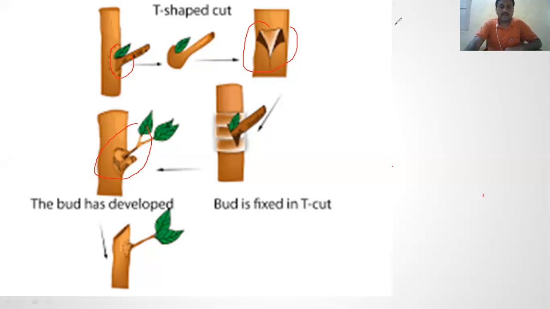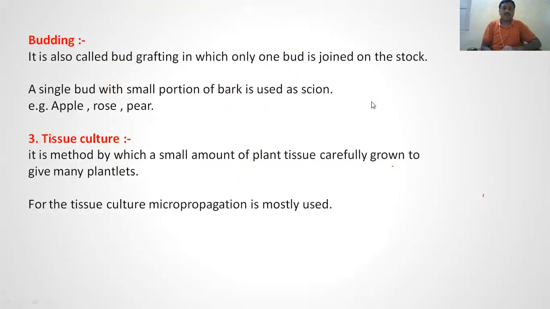Okay, then next, a single bud with a small portion of bark is used on a scion. For example, apple, rose, and pear also use this budding technique. It is the third artificial technique. Okay.